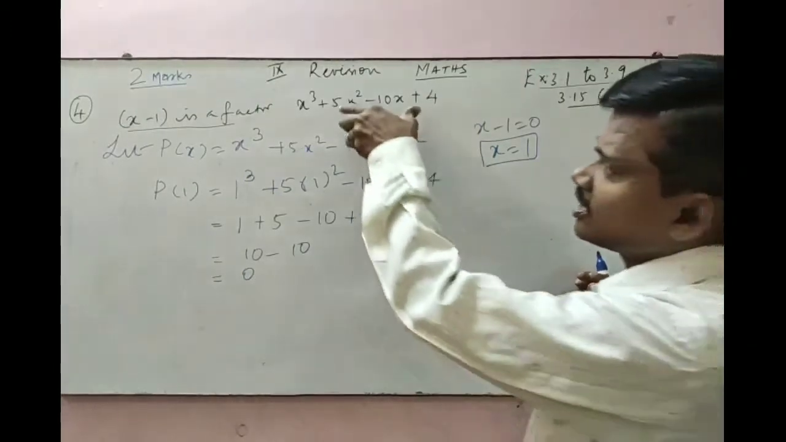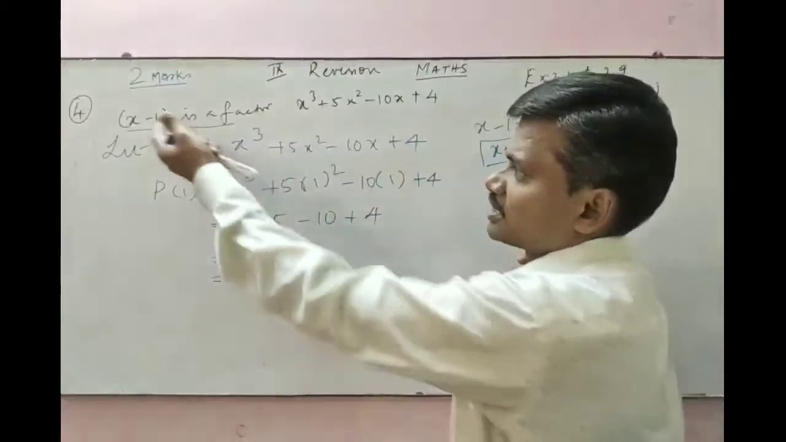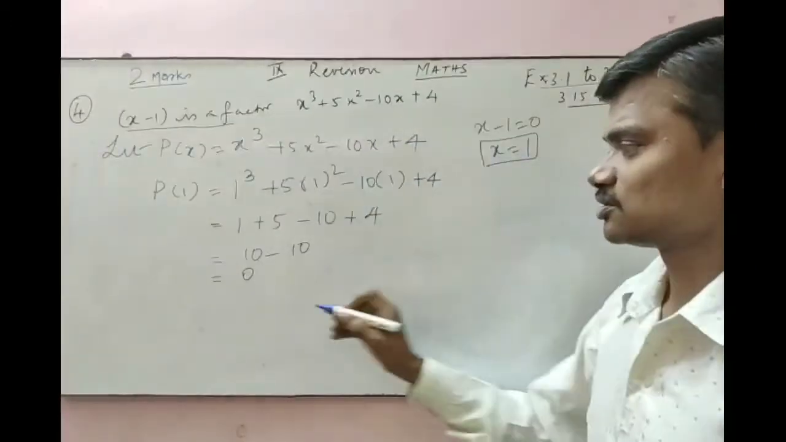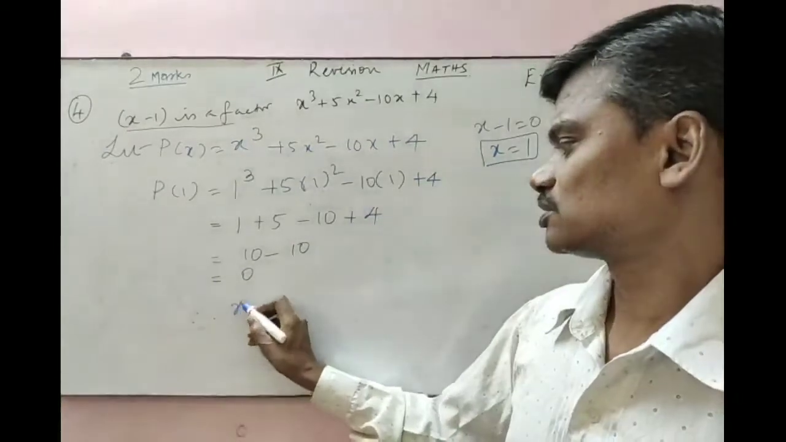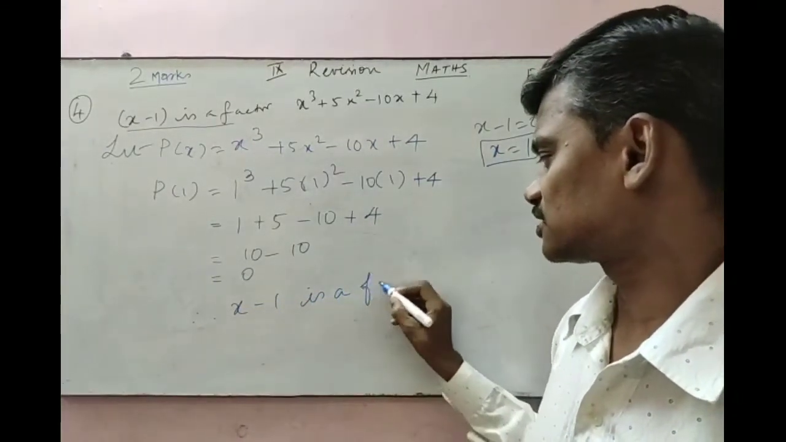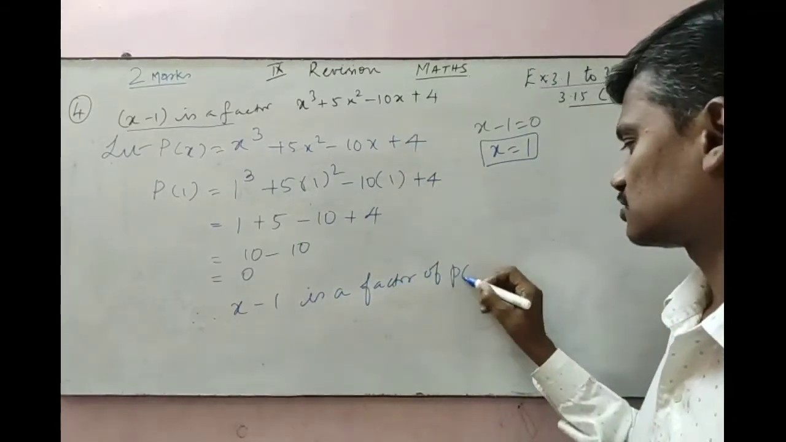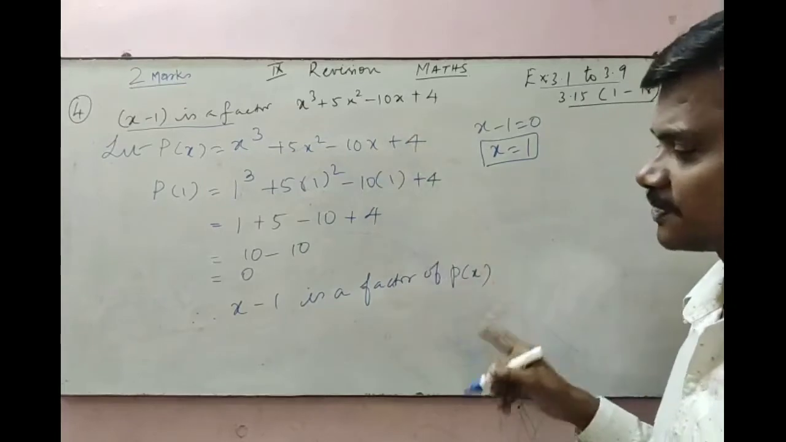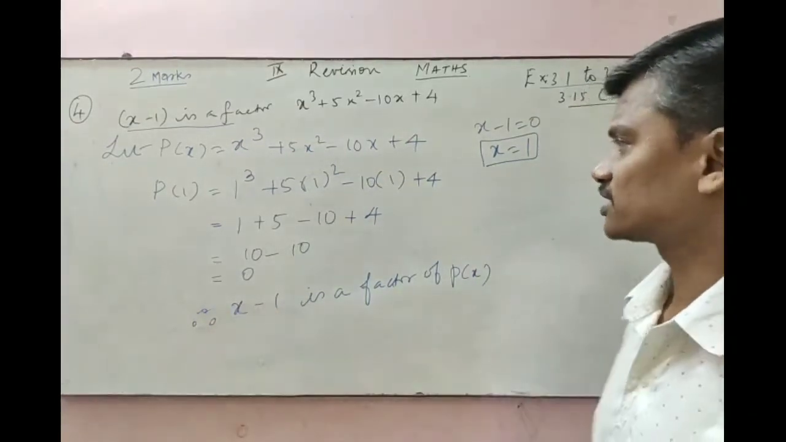So if this polynomial is divided by x minus 1, we get the remainder as 0, which means x minus 1 is a factor. So therefore, if you get the remainder as 0, you will have x minus 1 is a factor of this p of x. So therefore, x minus 1 is a factor of the given polynomial.